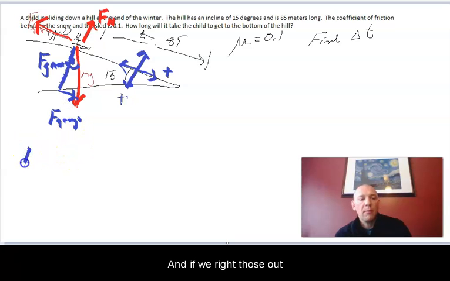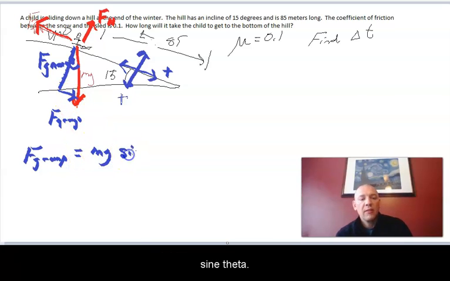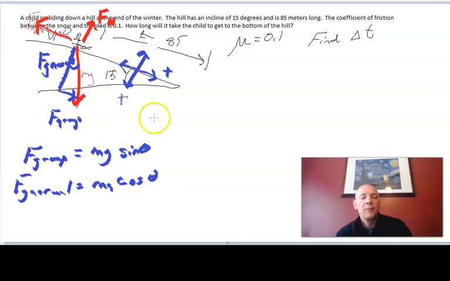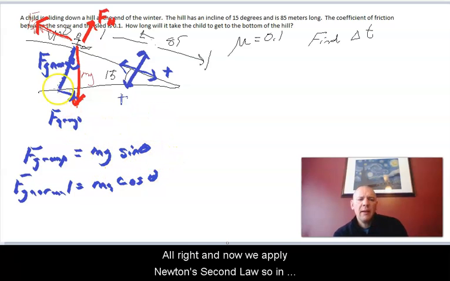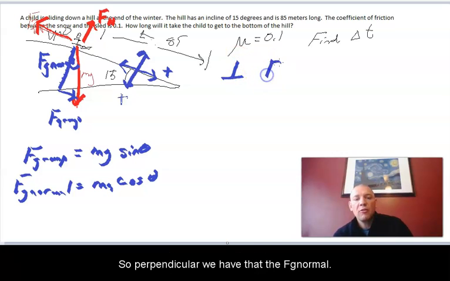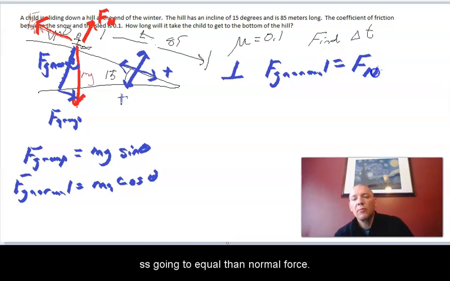And if we write those out, FG ramp, it's the opposite of the angle, so it's going to be mg sine theta, and FG normal, it's going to be mg cosine theta. All right, and now we apply Newton's second law. So perpendicular to the direction, looks like the force is balanced. So perpendicular, we have that the FG normal is going to equal the normal force.